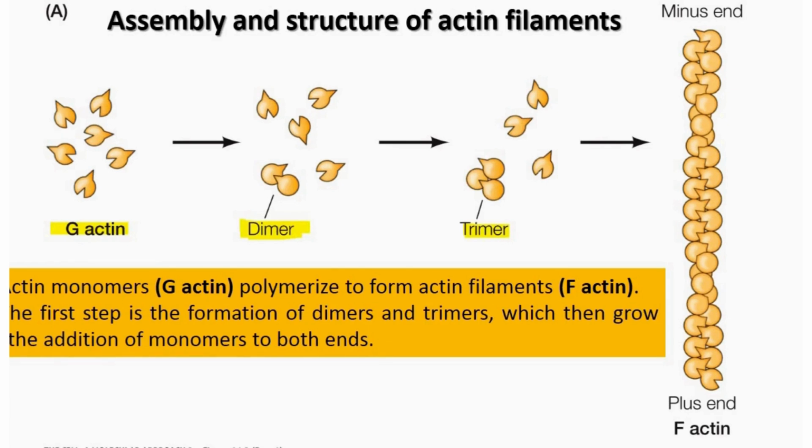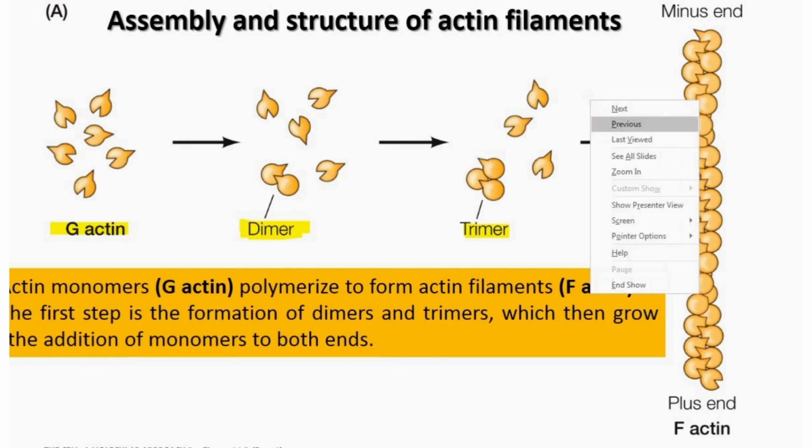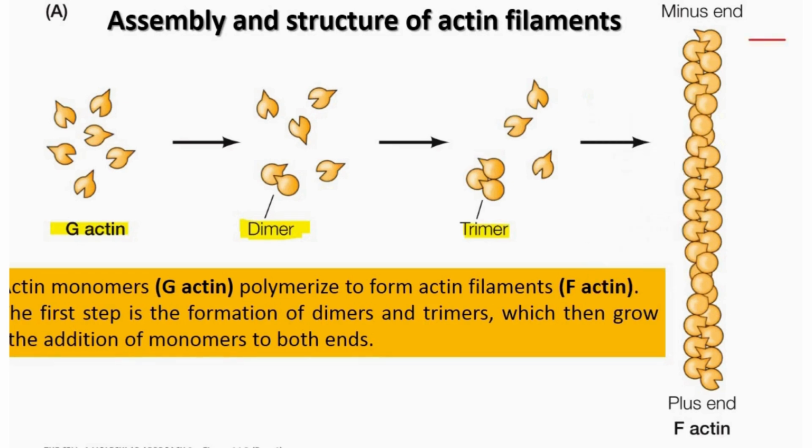Again, the structure of actin has 2 ends. You have a minus end and a plus end. So, you have minus and plus ends. Later, of course, we will give one more notation to these plus and minus ends as barbed ends and pointed ends.